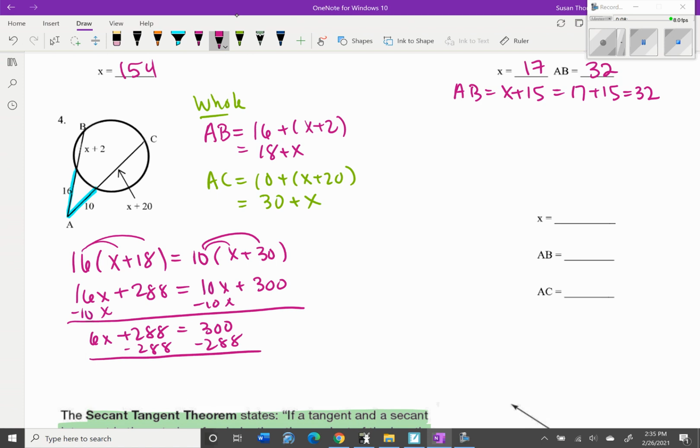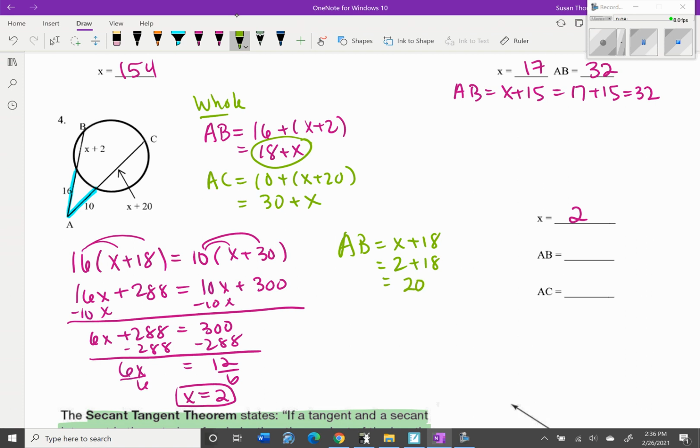So 6x equals 12. Divide by 6. And x is equal to 2. So then if we want to find AB, remember we said AB was x plus 18. So 2 plus 18 gives us 20.